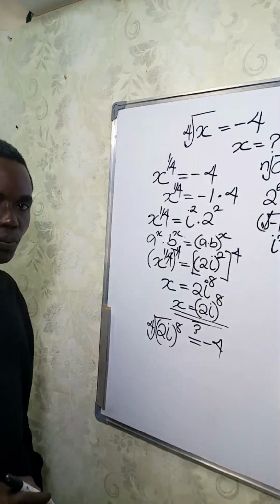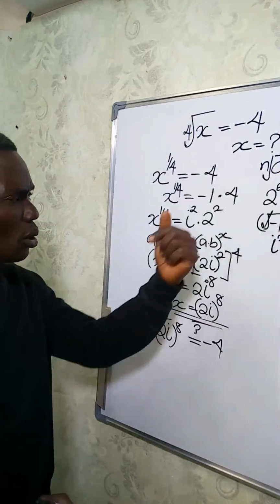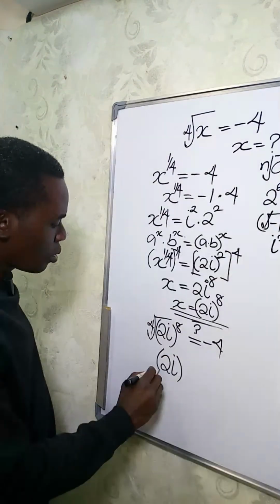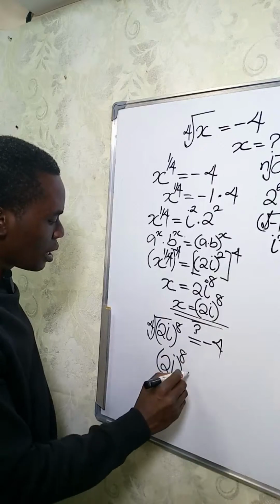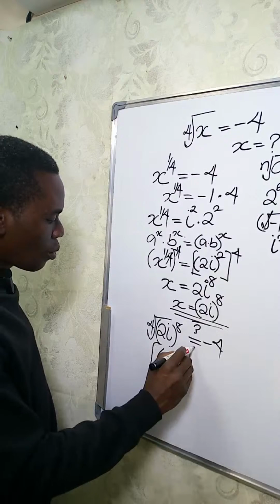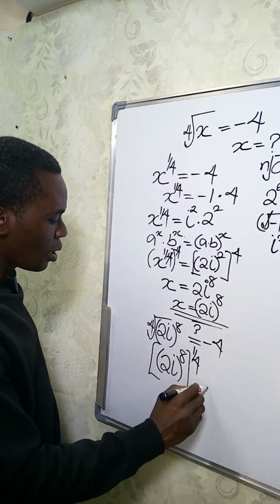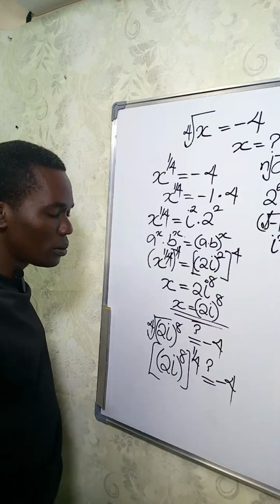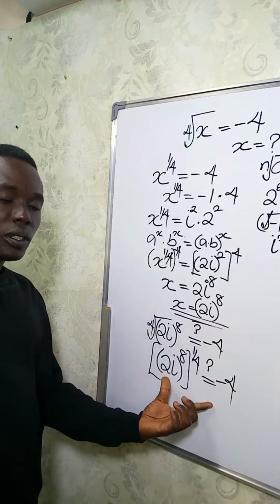Let's find out. Remember, according to the law of indices, this is going to give us 2 multiplied by i to the power of 8, and all that will be multiplied by 1 divided by 4. Now, will this be equal to negative 4? Let's find out.